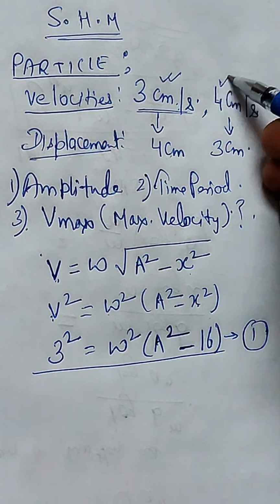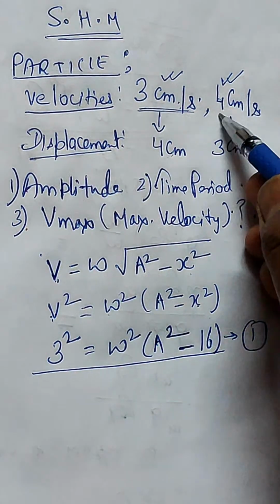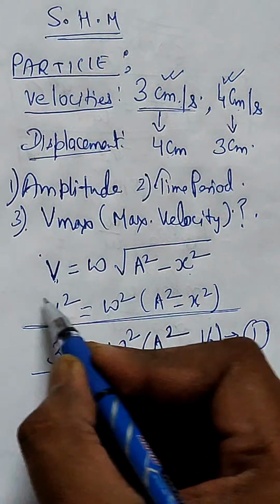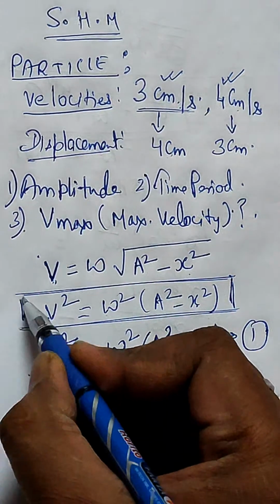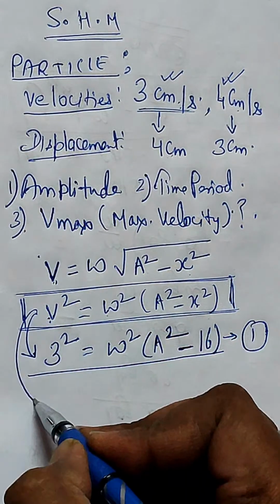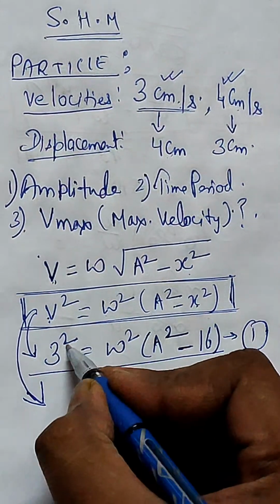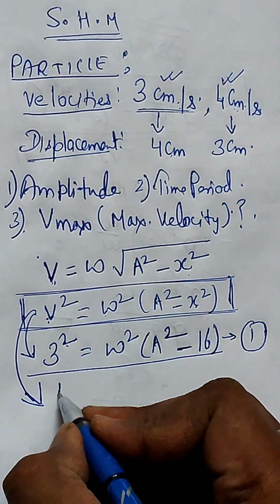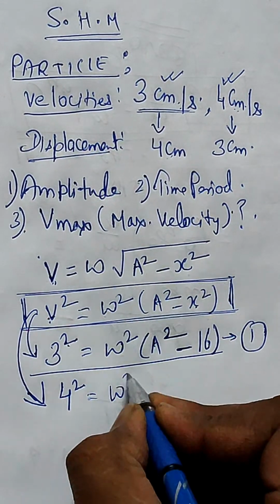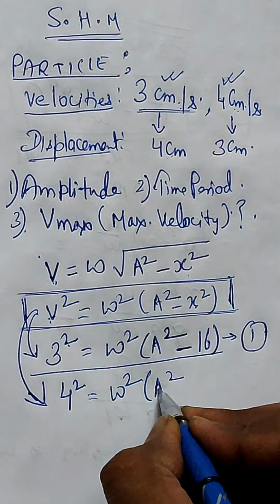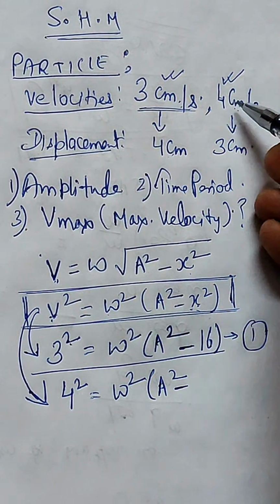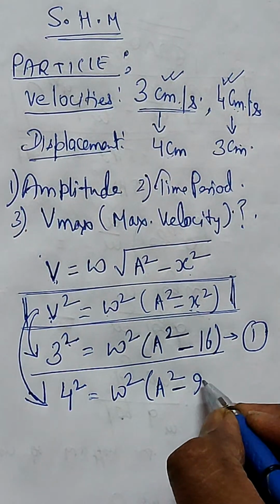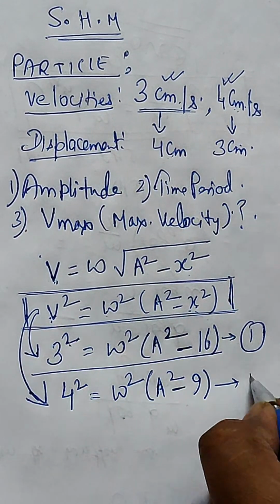For the second parameter given in the question, 4 centimeter per second is the velocity. So putting the values again into this formula, in place of 3 square, the velocity is 4 centimeter per second, so it will be 4 square equal to omega square into a square minus x square. 4 centimeter per second is the velocity at 3 centimeter of displacement, so this will be 3 square, which is equal to 9. So this is your equation number 2.